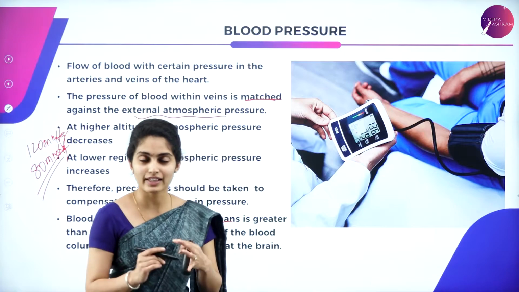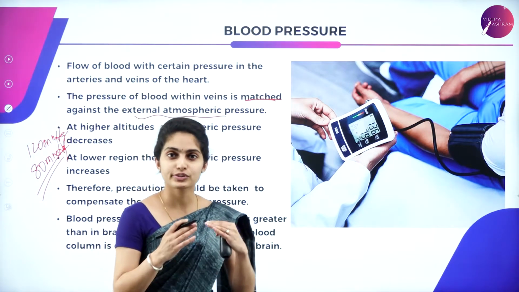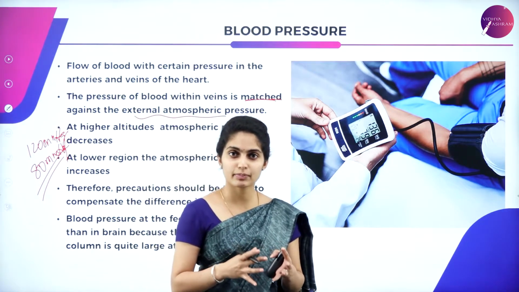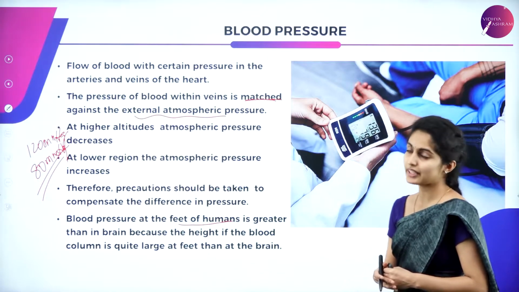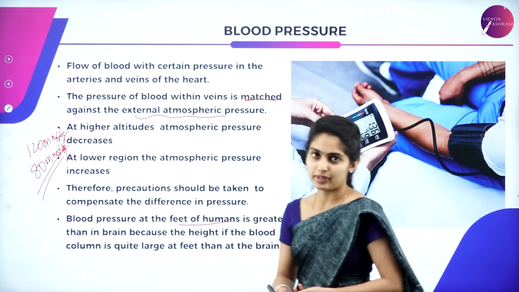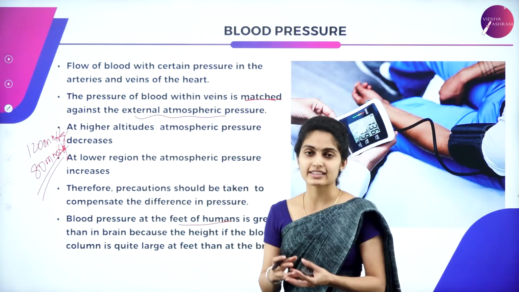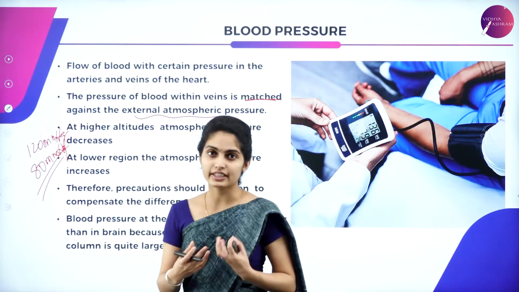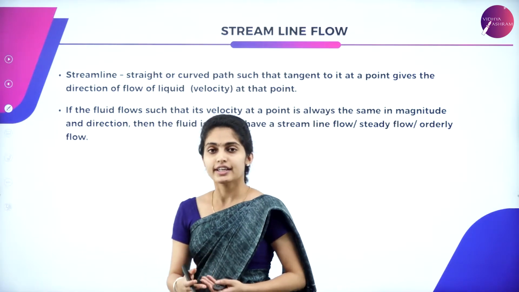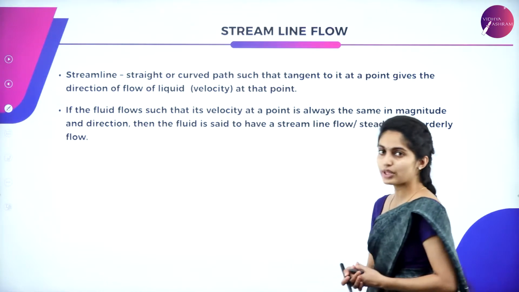So here blood pressure at the feet of humans is said to be greater when you compare to that of the brain. That is all because of the altitudes. At greater altitudes the atmospheric pressure is low, and at lower altitudes the atmospheric pressure is very high. That is all about your blood pressure, how the pressure acts at different altitudes, and how it acts in the heart. Okay, next let us study the streamline flow.